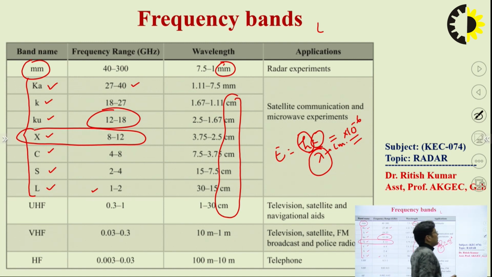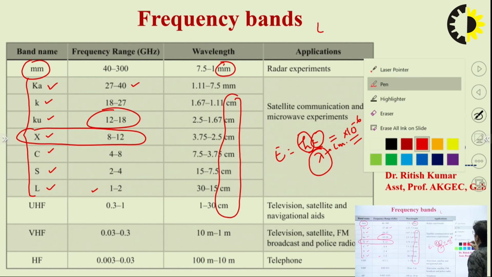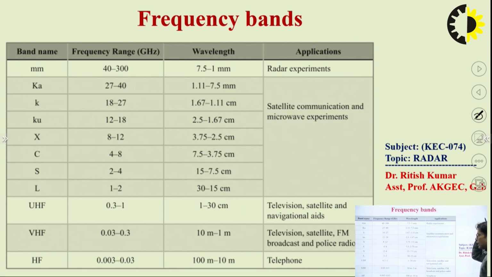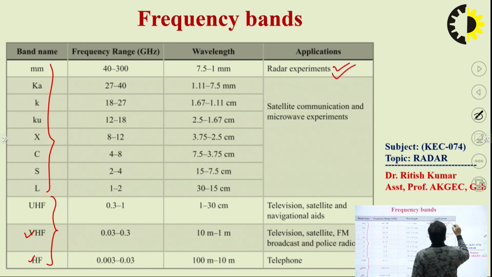This is the basic knowledge that we need to know. Now these three bands, high frequency, very high frequency, and ultra high frequency, have frequencies in the megahertz range, and the corresponding applications are mentioned in the third column: television, FM broadcasting, and telephone are the main applications of these three bands. Mainly these are the microwave bands that we need to know. And here we have mentioned that for radar experiments, the band mostly used is the millimeter wave band. So this is about the frequency bands in the microwave subjects, which is very important.